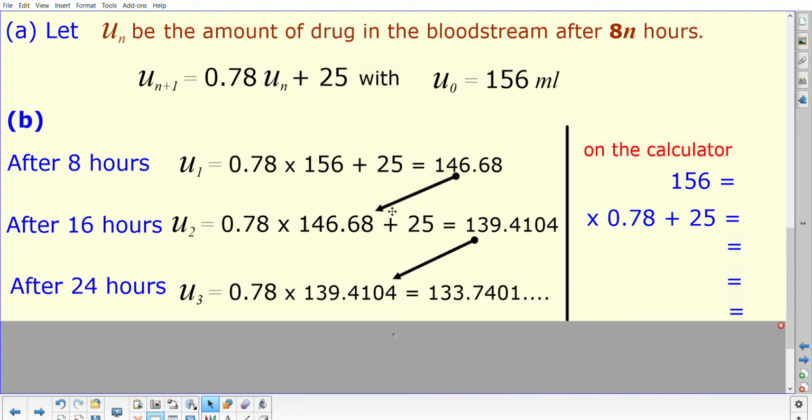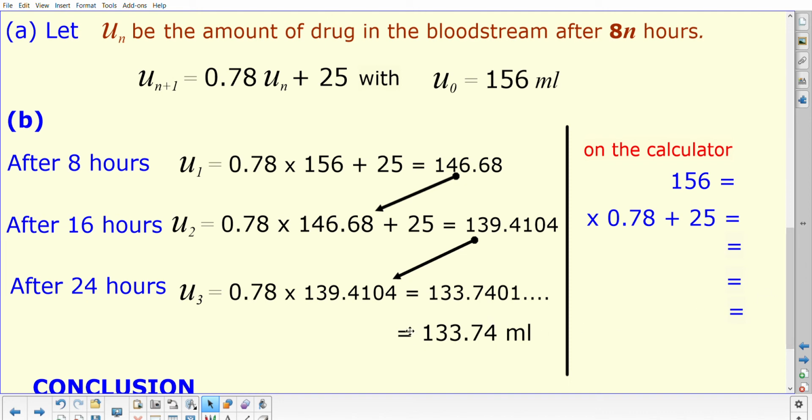So after 24 hours at this point here, you're using the value from the 16 hours. It carries down. So we can clearly see after 24 hours that we'd have 133.74. There's a whole load of digits there. You should list at least 4 of them and then show that you've rounded.